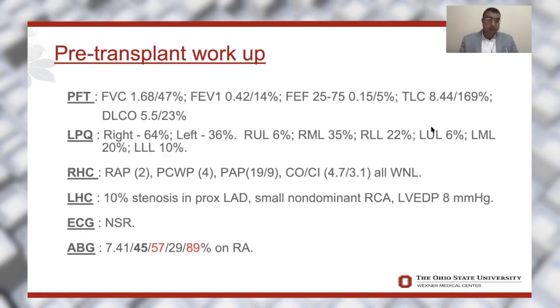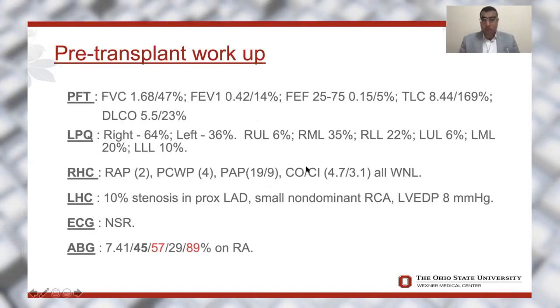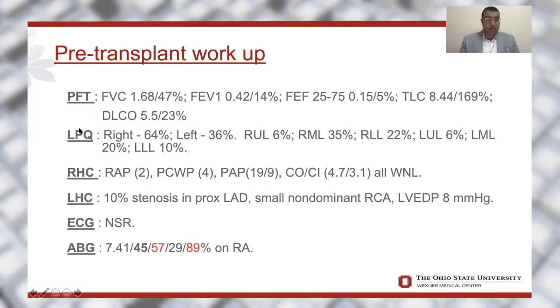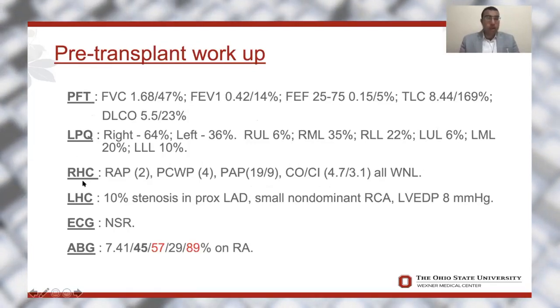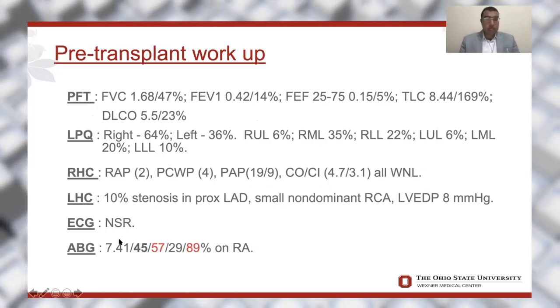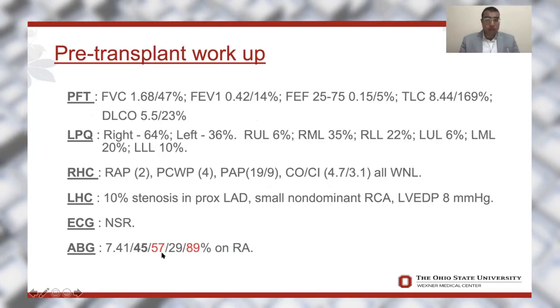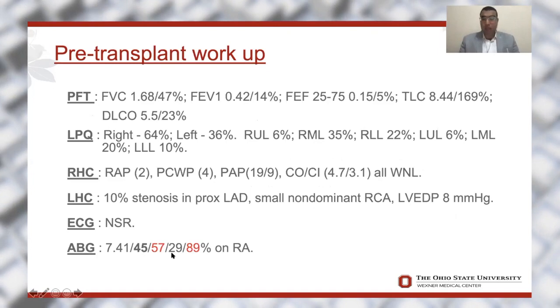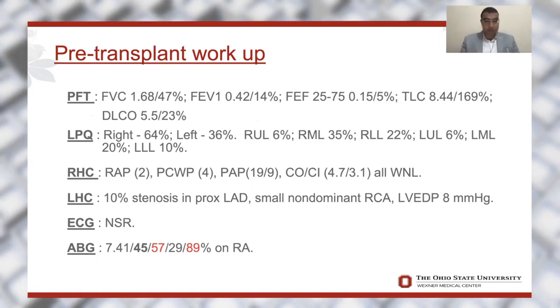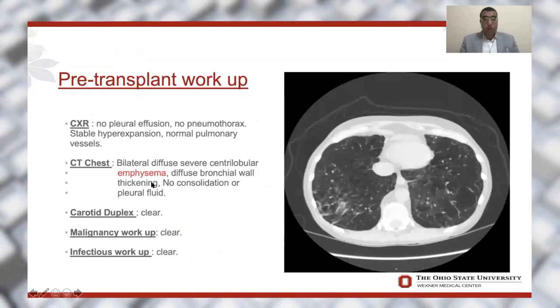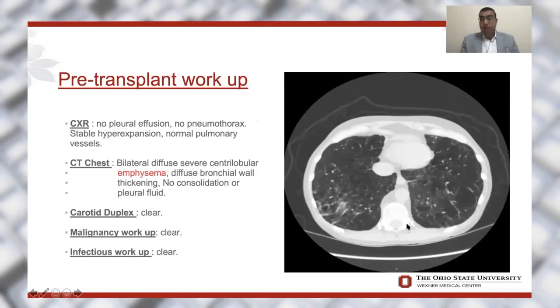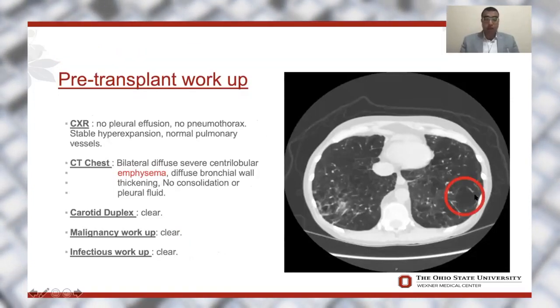This is the pre-transplant workup. Sorry, I didn't mention the abbreviation, but this is the pulmonary function test. It's the lung perfusion quantification, right, and heart catheterization. This is the EKG. All of these are acceptable, except for sure she is a little bit hypoxic. The most important is the CT chest. This patient is a COPD smoker, so there are a little bit of emphysematous bullae, as we can see here.